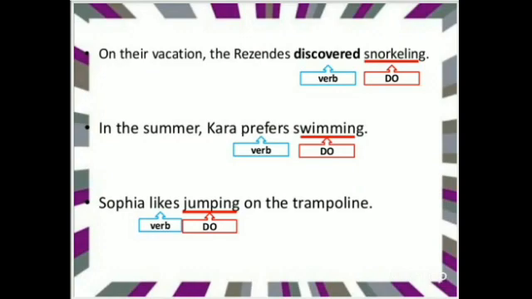In summer, Kara prefers swimming. So here the verb is prefers, and what does she prefer to do? Swimming. Sophia likes jumping on the trampoline. Likes is the verb here and jumping is what she does. So in these three sentences, snorkeling, swimming and jumping act as object of the verb.